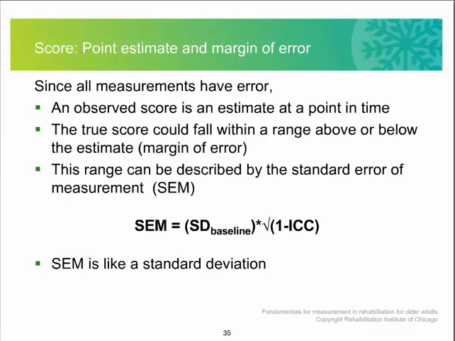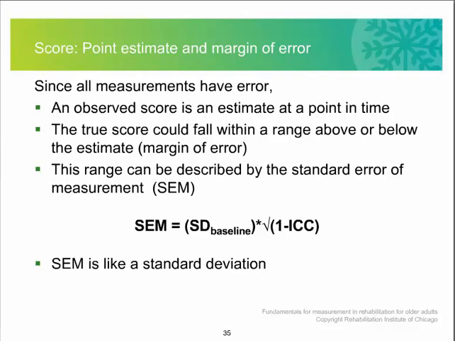The standard error of measurement is calculated by multiplying the standard deviation from the baseline mean of a test-retest reliability study times the square root of 1 minus the ICC from that study. You do not need to remember this equation, but there are three key features we would like you to note.